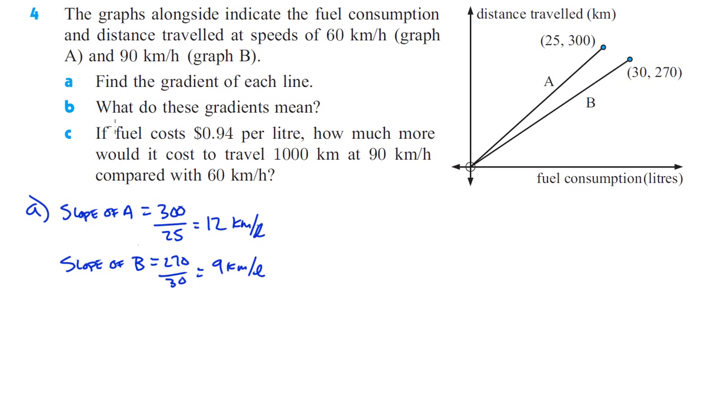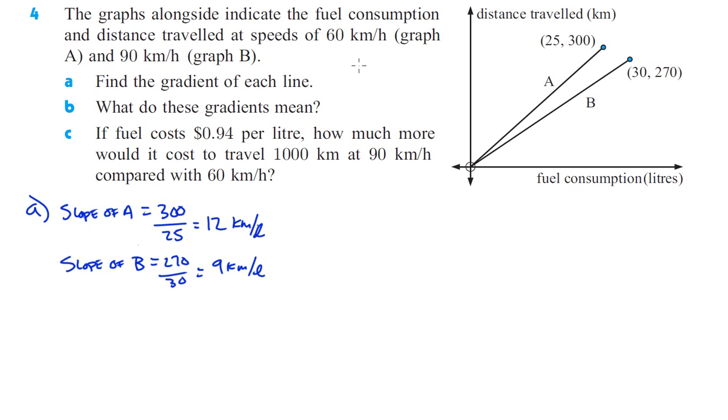So, again, here we've got this slope here. This means that if you're driving, let's see, the fuel consumption, so the distance traveled for this one is 300. You're going to use 25 liters. So basically you're getting 12 kilometers per liter if you're doing, let's see, graph A.